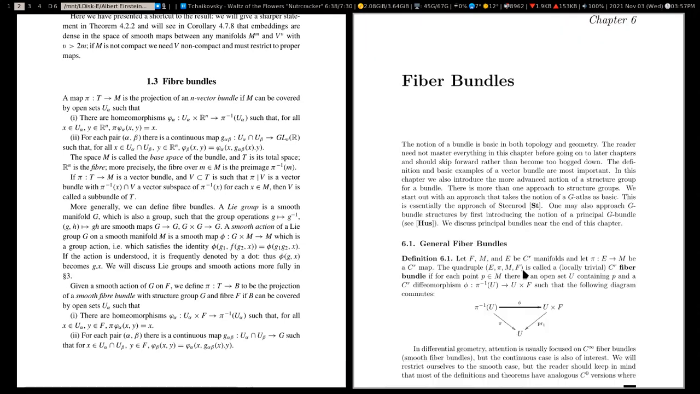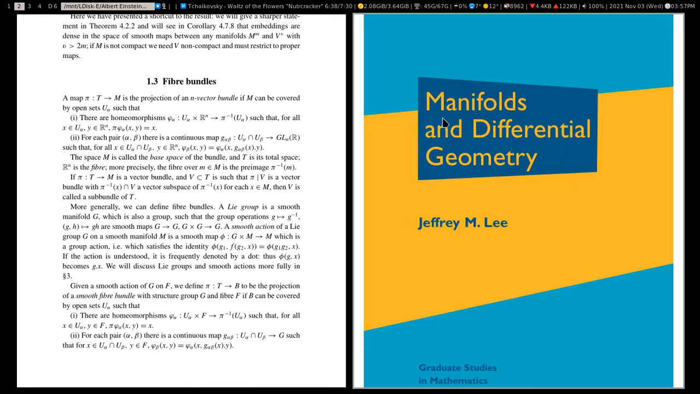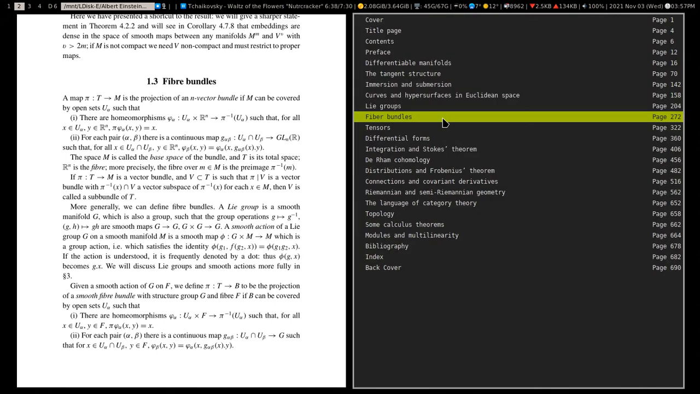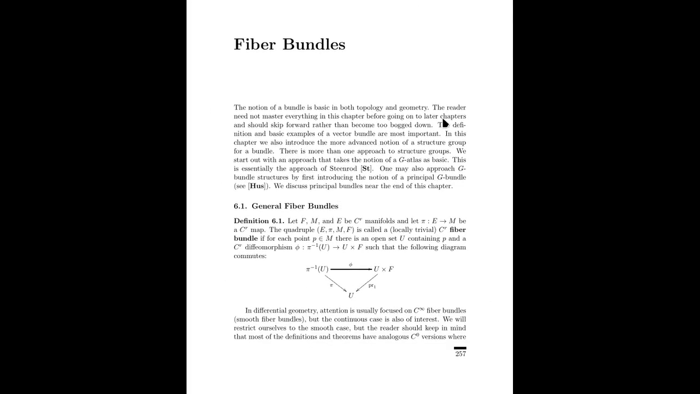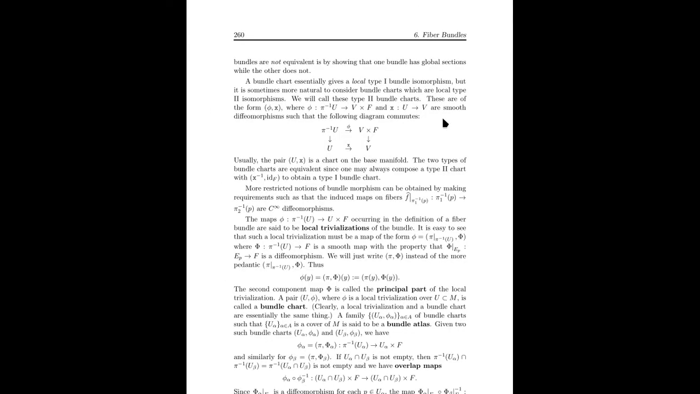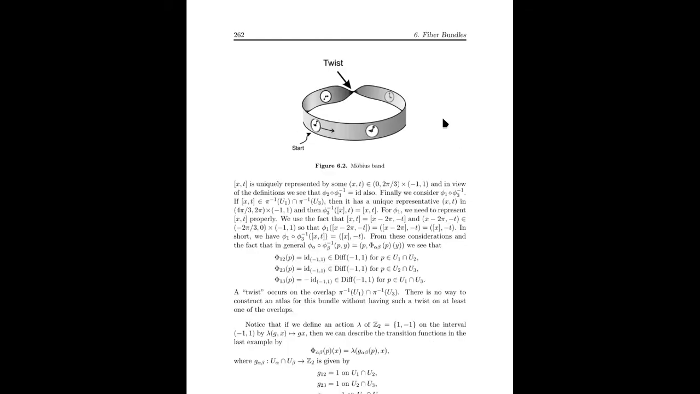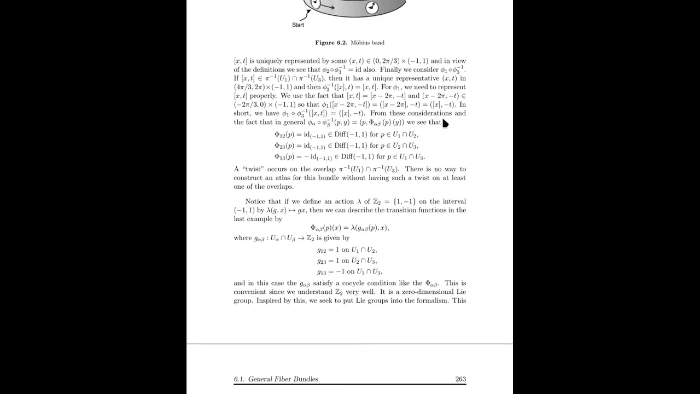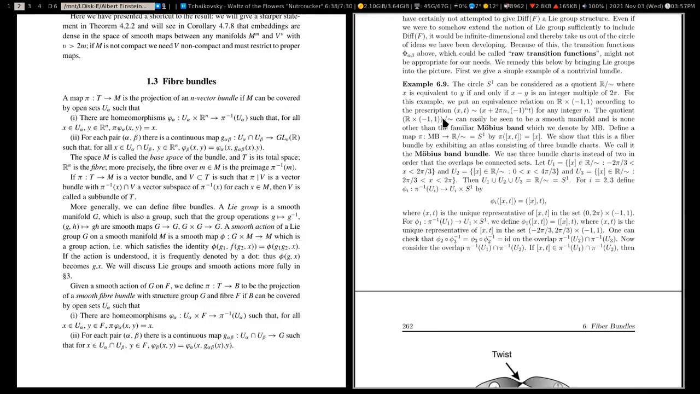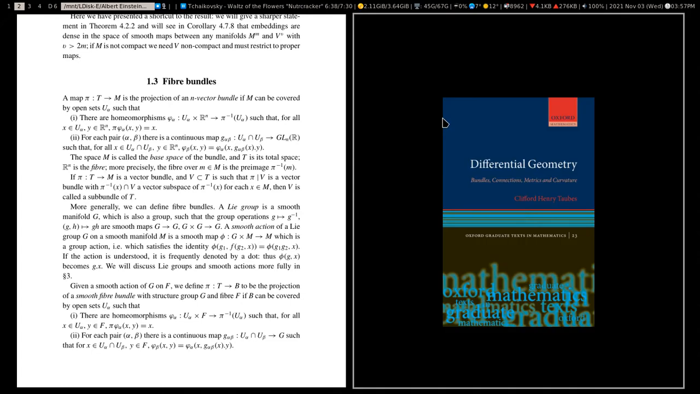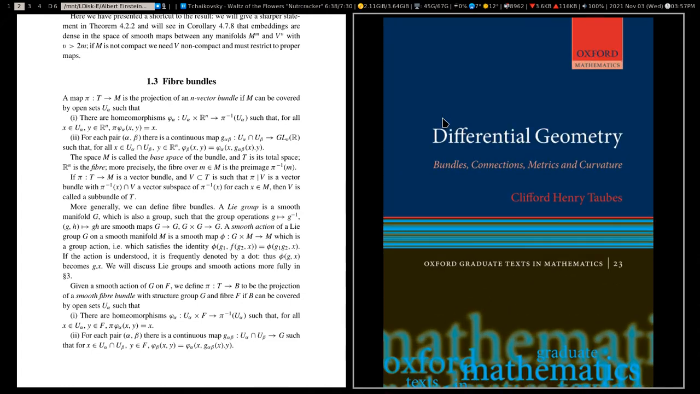And the other book is Jeff Willey's Manifolds and Differential Geometry. He has a great chapter on fiber bundles, which goes into a lot more depth than we need, but he has some interesting examples that we might want to see. This is the Mobius band that I was talking about, but we'll see how exactly that works in this explanation. And other than that, I have this book on differential geometry. I don't know how to pronounce his name. I knew it from this guy who did it in Oxford or something.